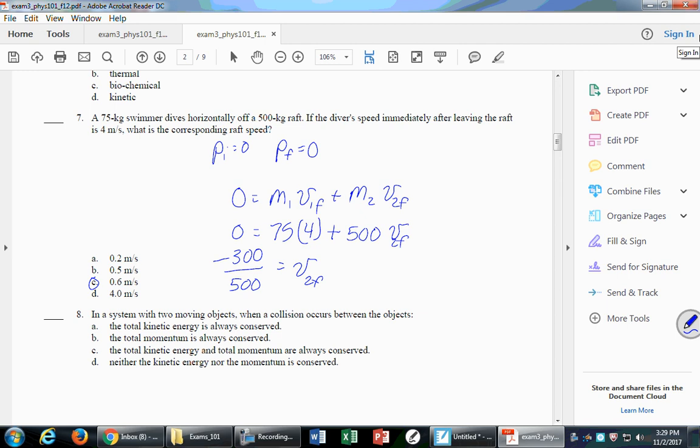It's negative because we took the diver's direction to be positive, and so I know that the velocity of the raft is in the opposite direction. You jump off, you go that way, and they go that way. Right, because here they're just sitting on the raft. Nothing's moving, and then you jump off, yeah.